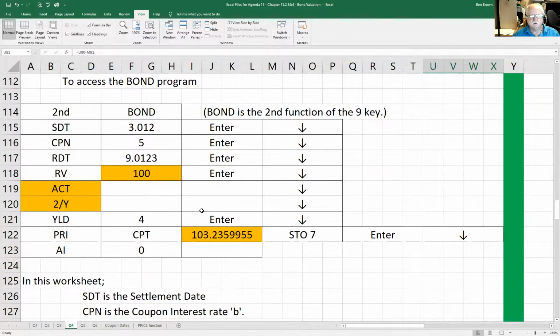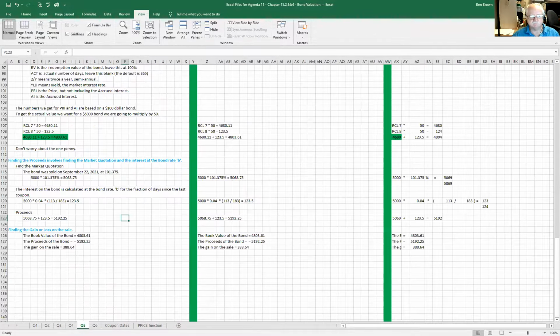So I urge you to get used to doing this. Try it a few times on the BA2 plus. Let's see what other nonsense they can inflict on us.